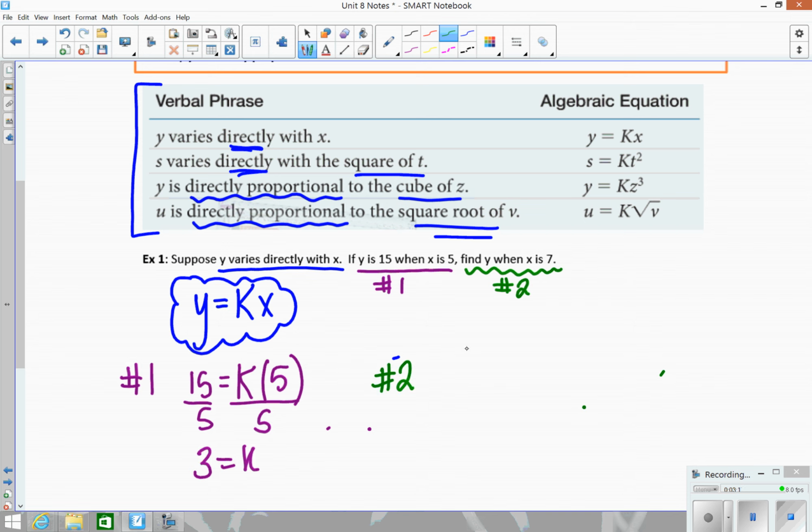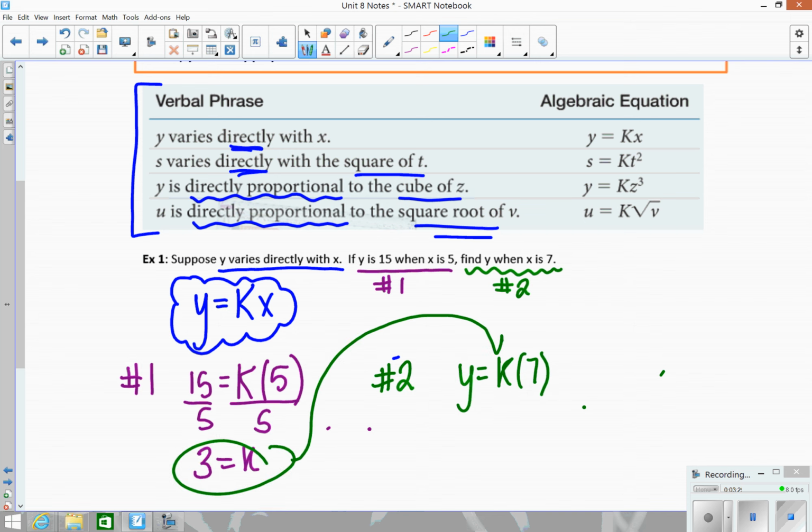Now you're going to set up your second situation, which is to find y when x is 7. If I plug what I know into this equation, when x is 7, I can figure out y by using the same constant from the first situation. So I'm going to plug this in. Now I can figure out y by just multiplying those, so I get y equals 21.